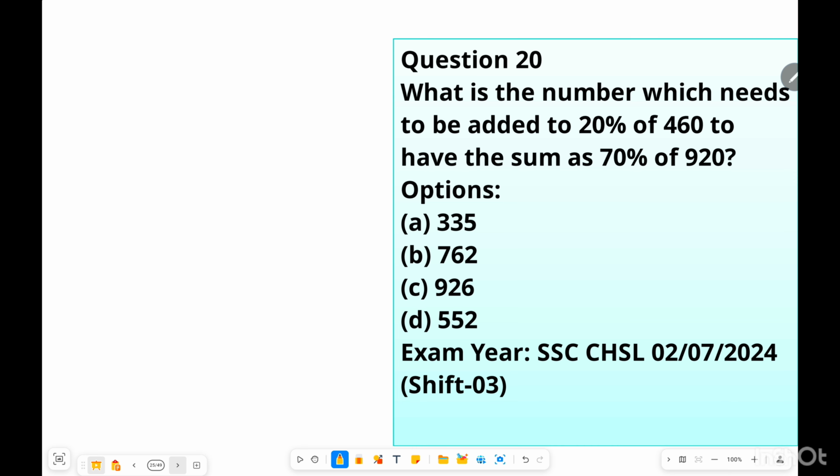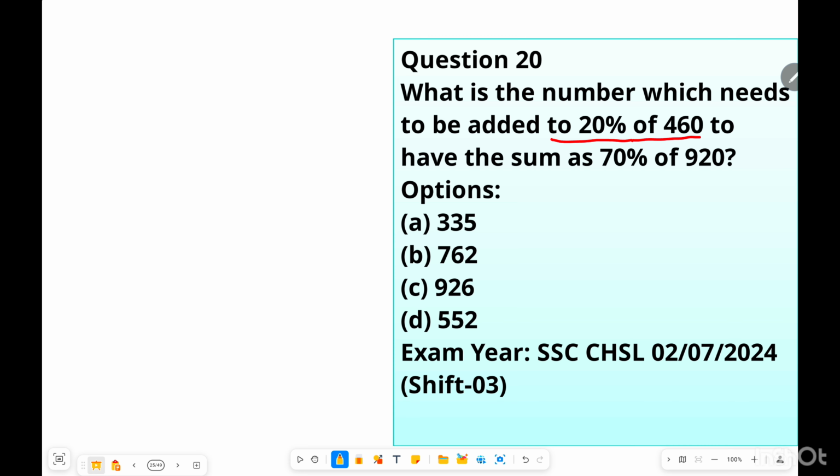What is the number which needs to be added to 20% of 460 to have the sum as 70% of 920? Right? What is the number which needs to be added to 20% of 460 to have the sum as 70% of this number? So let's solve this.